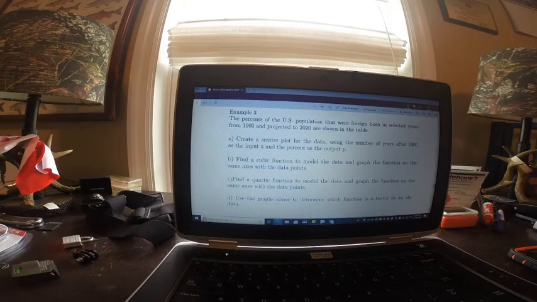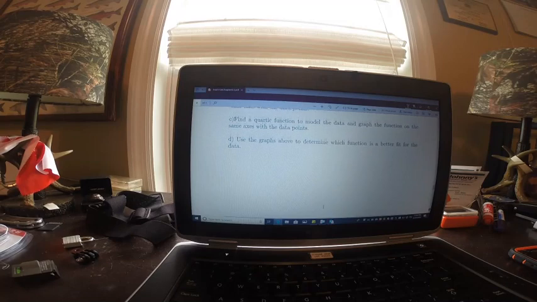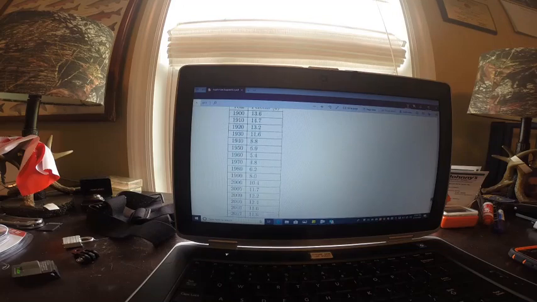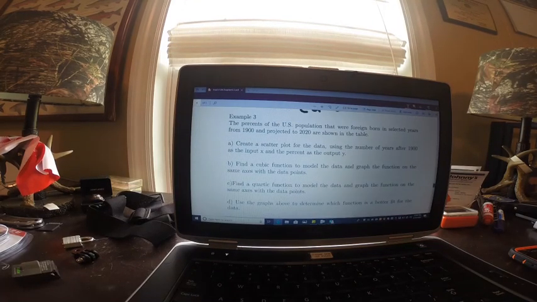Example 3 says the percent of the U.S. population that were foreign born in selected years from 1900 and projected to 2020 are shown in the table. Okay, I believe the table is way down here on the next page. I believe this is the last question in the lecture for the year. How about that? So I'm going to type that in on my calculator here in a minute, but I'm going to go ahead and read through what A wants us to do.